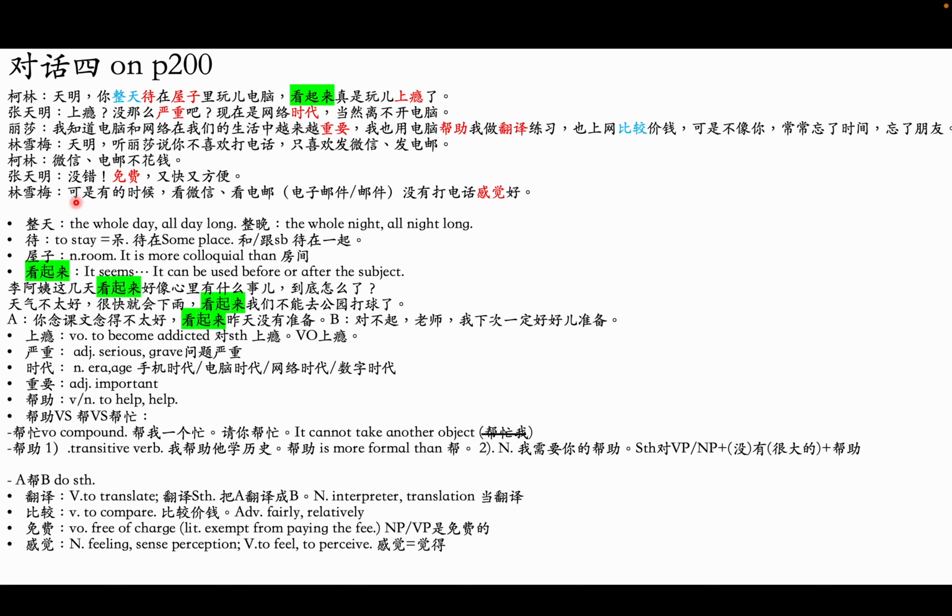好，林雪梅说，可是有的时候看微信、看电邮 like I said, you either say 电子邮件 or 看邮件，没有打电话感觉好。感觉 can be a noun, means feeling, sense, perception. Or it can function as a verb, means to feel, to perceive. For example, I feel it is cold. 我感觉很冷。Or you can say 我觉得很冷。Okay, go back to this. 林雪梅说 But sometimes reading WeChat messages and emails doesn't feel as good as a phone call.